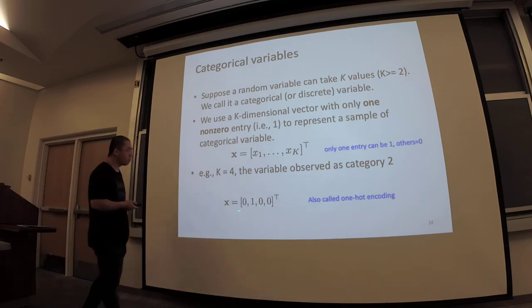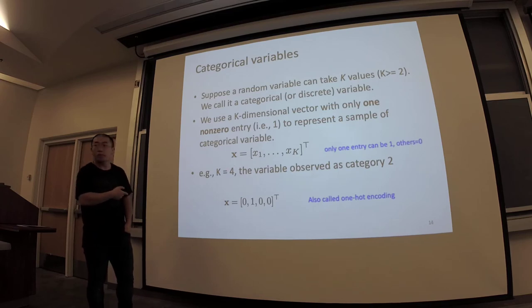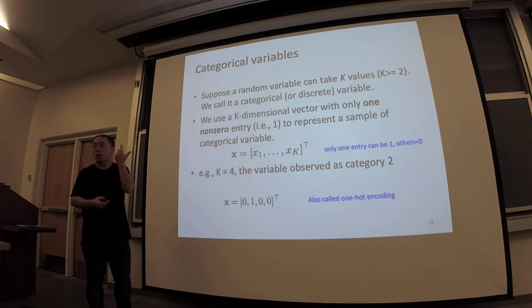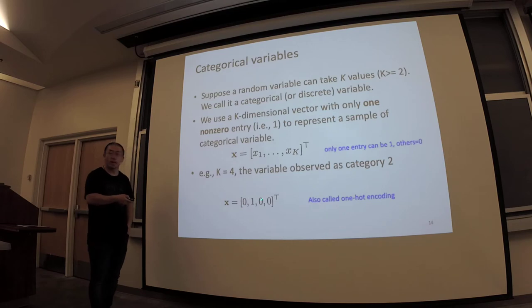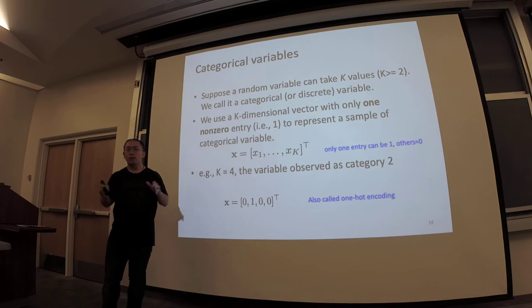To give a concrete example, if I have four categories, and you observe that the observation is category 2, they will represent the observation as 0, 1, 0, 0. So only the second element is 1, right? All the remaining elements are 0. It will be very convenient when we deal with discrete distributions, or models involving hierarchical discrete distributions like latent Dirichlet allocation, topic models.